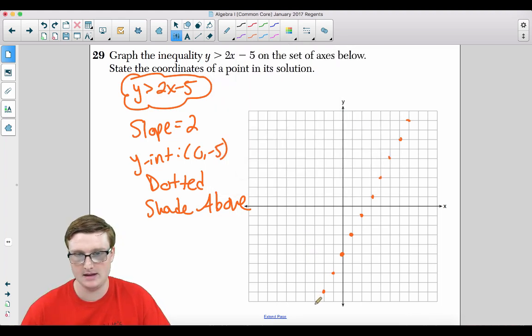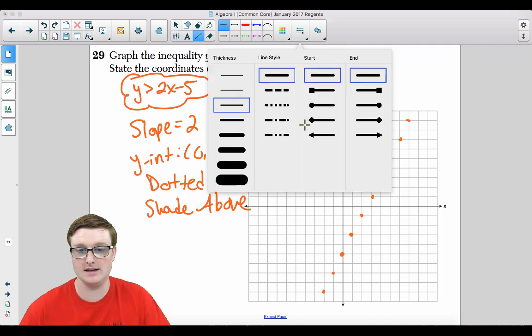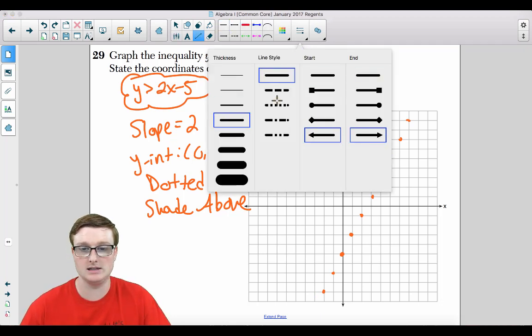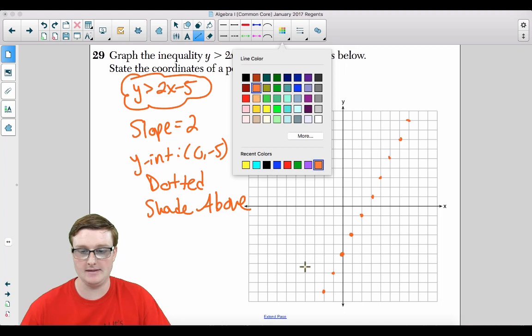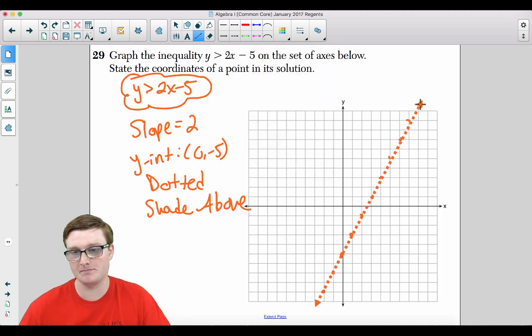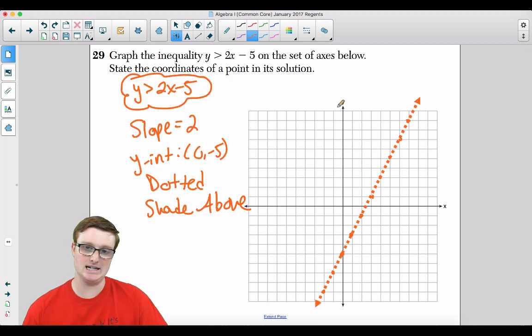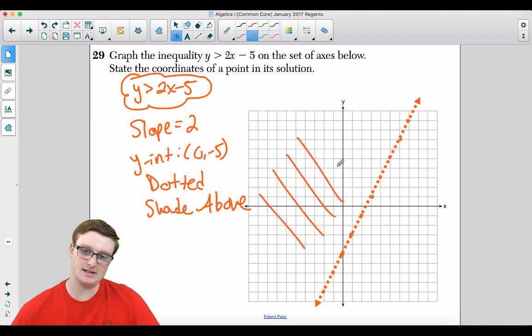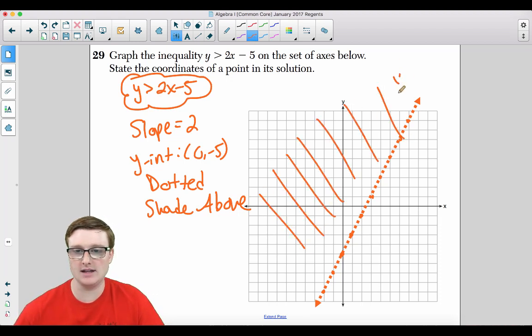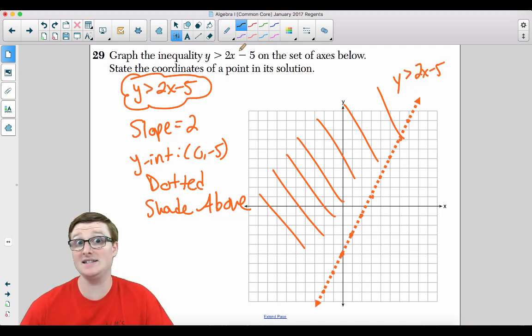Oops, I did that wrong. Okay. So here's our dotted line passing through all those points. And it is being shaded above. So in this direction. Make sure that you label that y is greater than 2x minus 5. And that's it for that one.